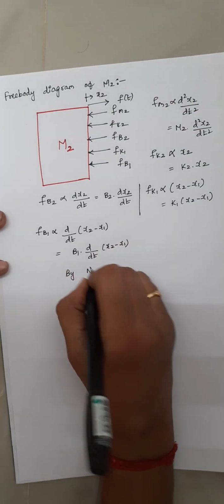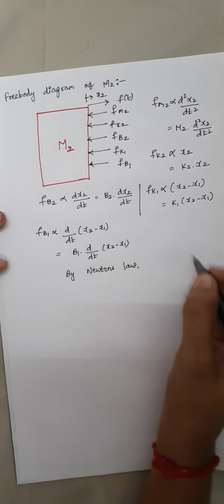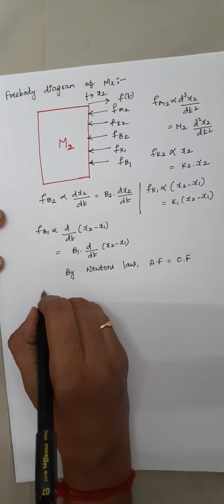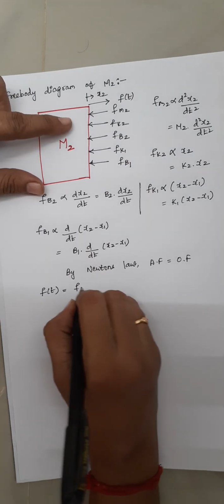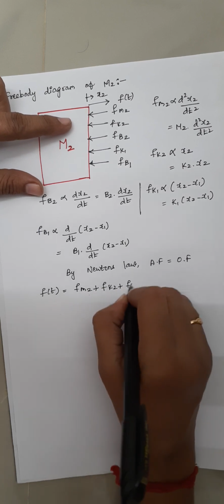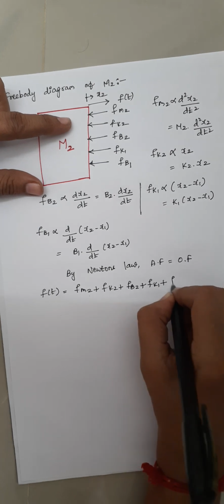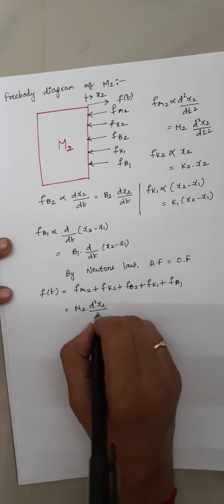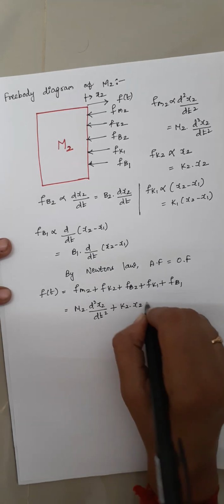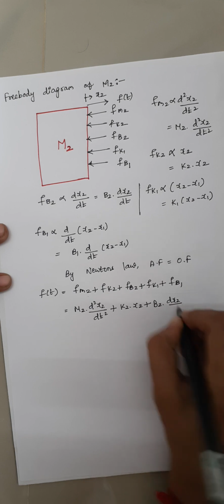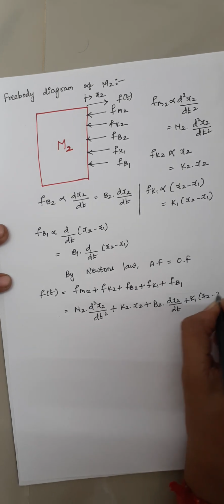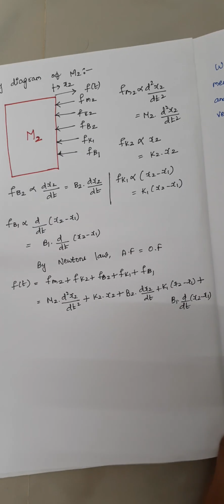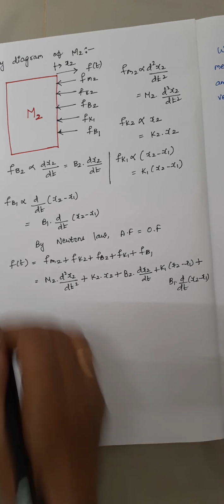So again by Newton's law, right, here the applied force will be equal to the opposing force. So here the applied force is F of t. So while writing, F of t is equal to the opposing forces, which are Fm2, Fk2, Fb2, Fk1 and Fb1, right? Just substituting the values here, we will be getting m2 into d square x2 by dt square plus k2 x2 plus b2 into dx2 by dt plus k1 into x2 minus x1 plus b1 into d by dt of x2 minus x1, right? This is our respective expression and this is equal to your F of t.